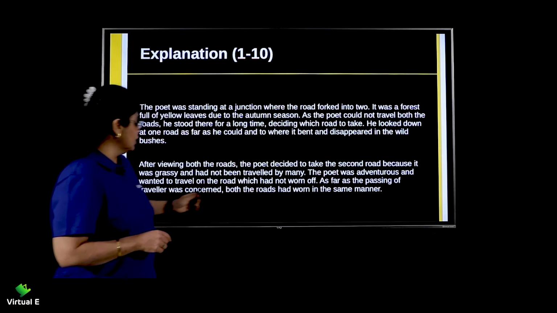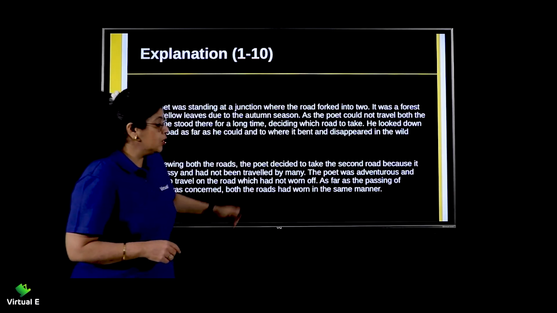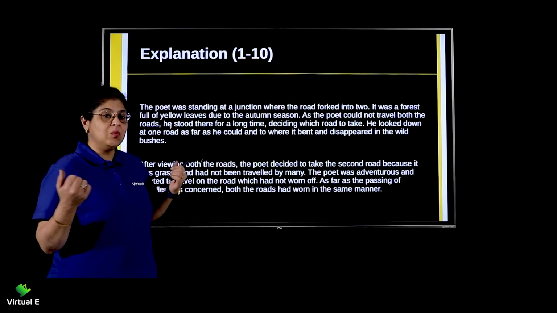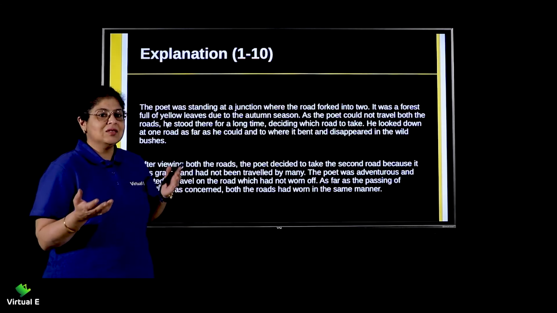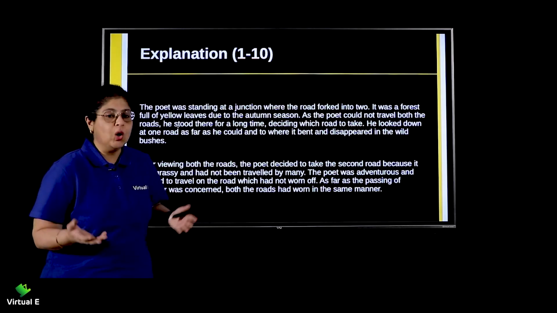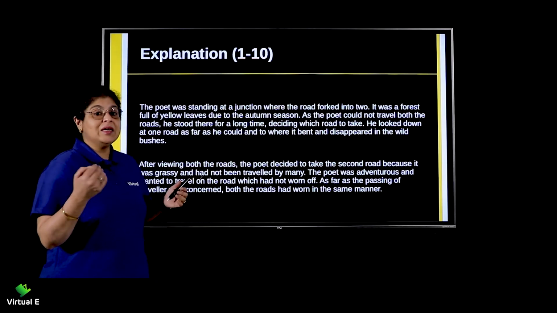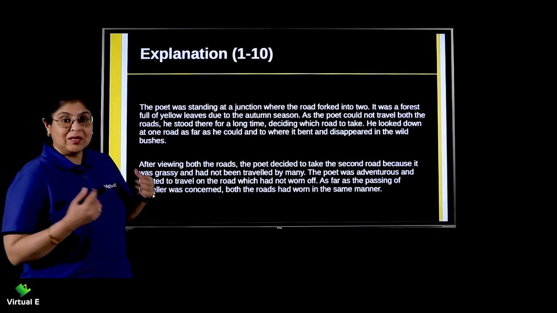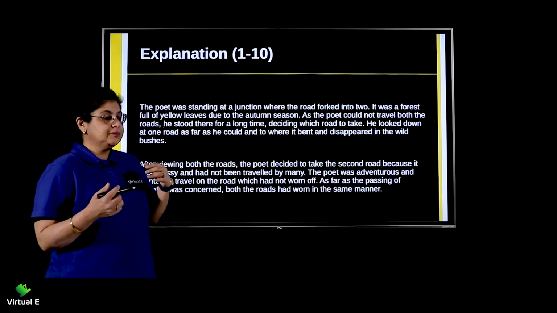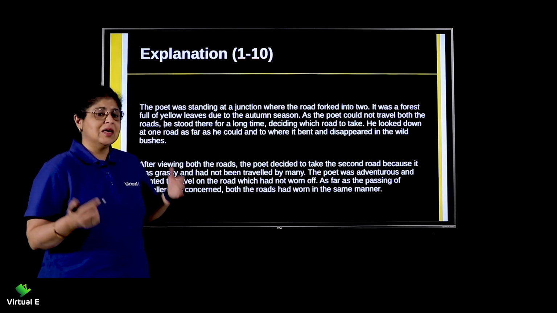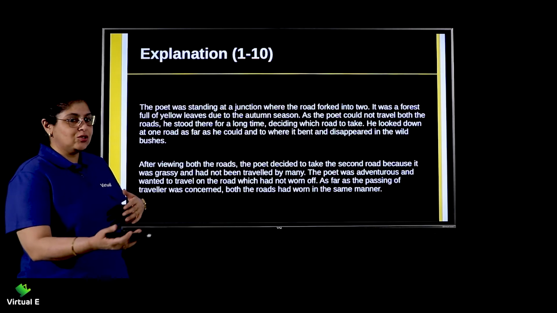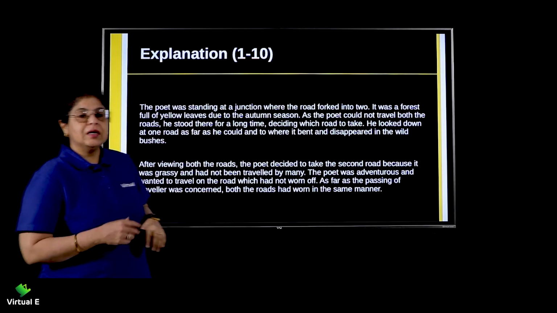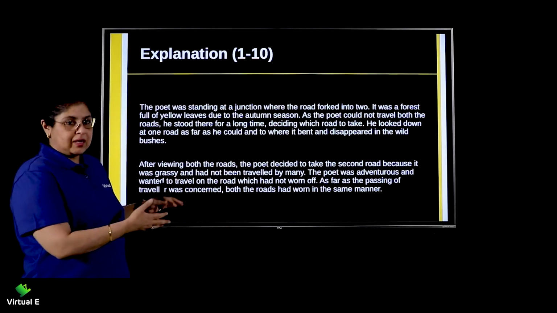As far as the passing of travellers was concerned, both the roads had worn in the same manner. Somewhere he said, when he went ahead and he realized that somehow, somewhere it's all the same. Both the roads, he felt he's making a better choice, but that was not the case. It was all the same. We always feel we are making the right choice, but then eventually when you get to know, especially when you have these diversions. Now, if you look at this, this is actually the literal meaning, right?